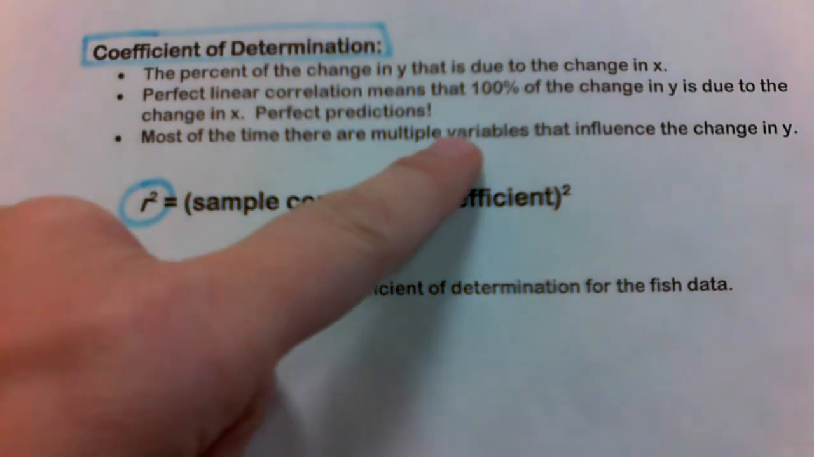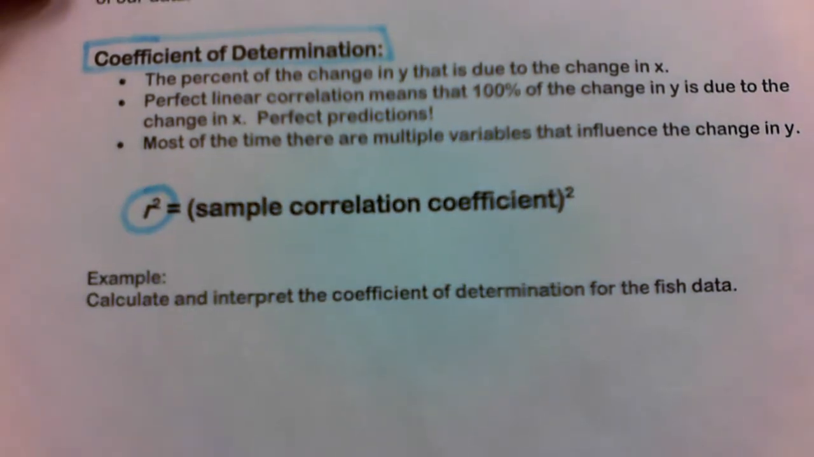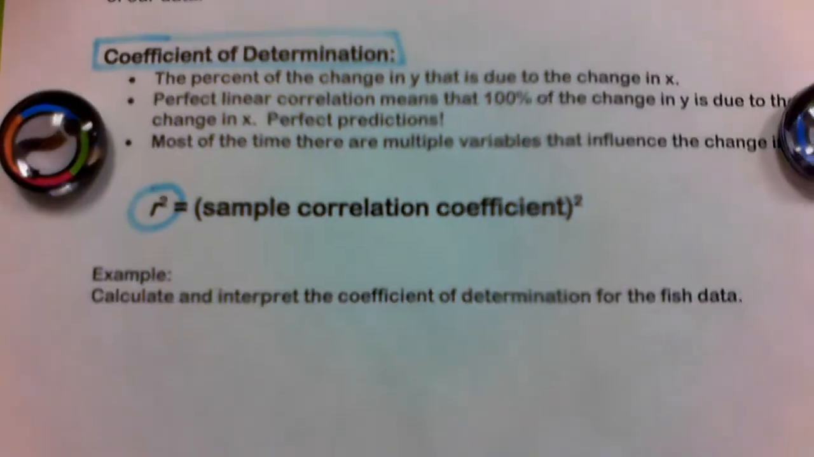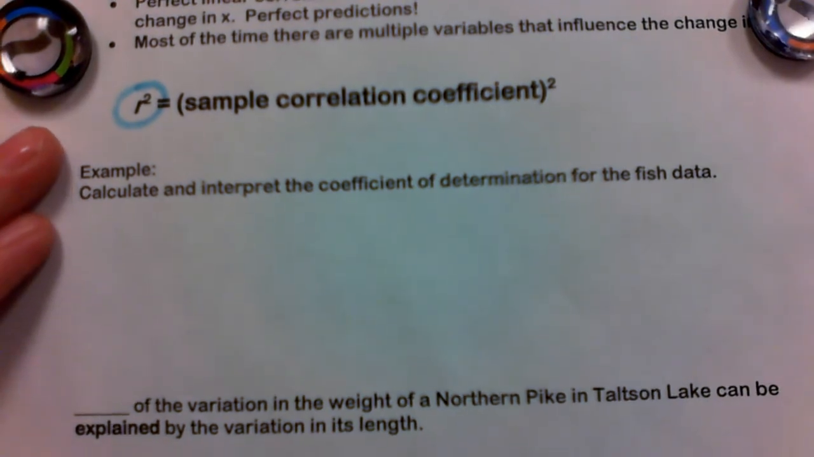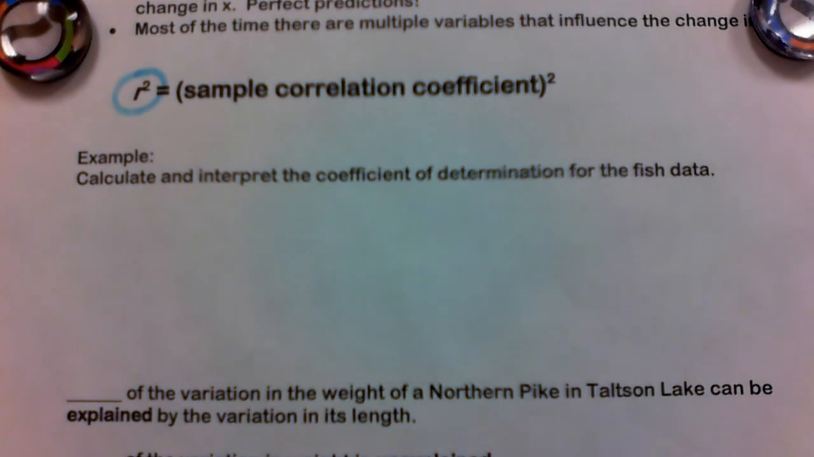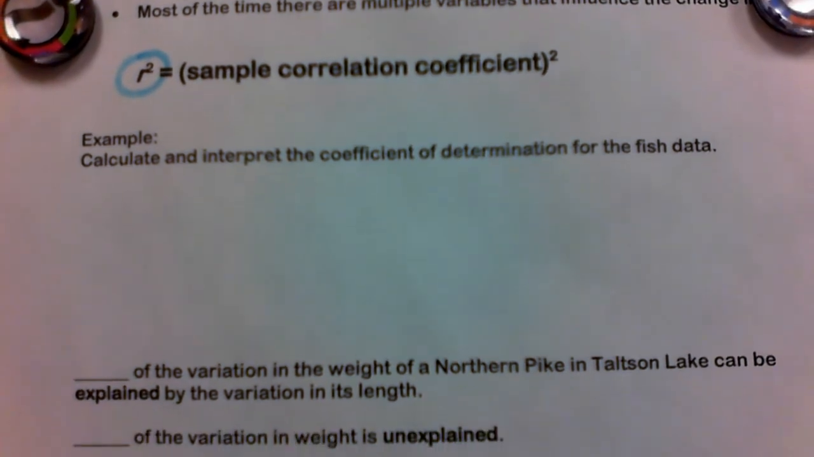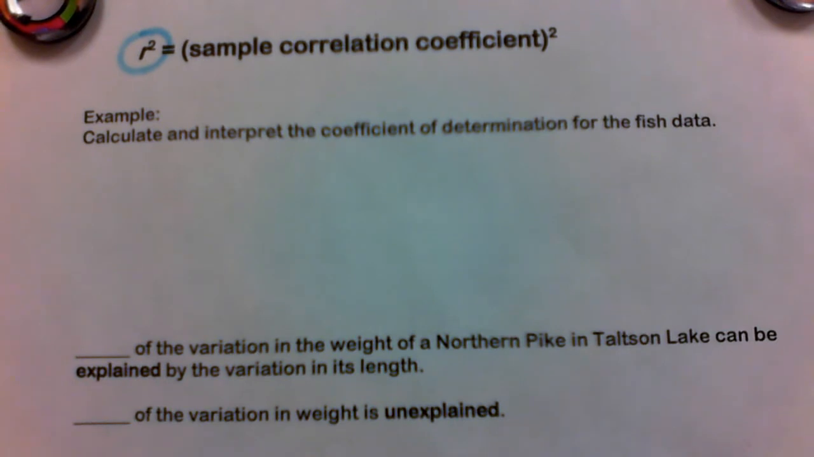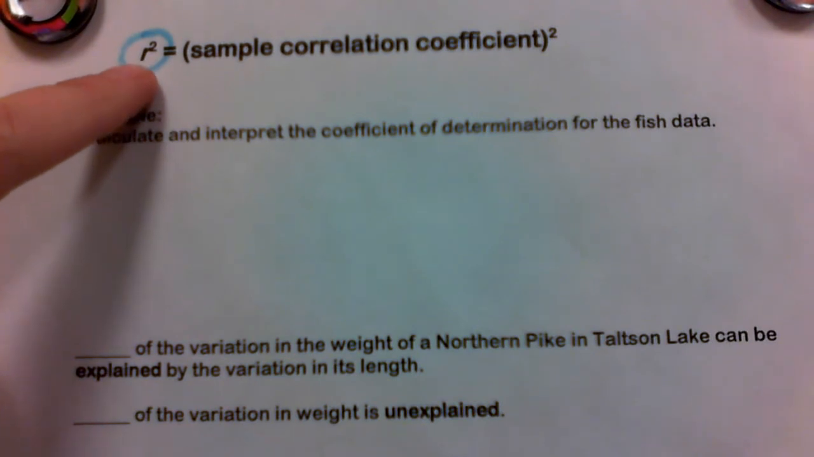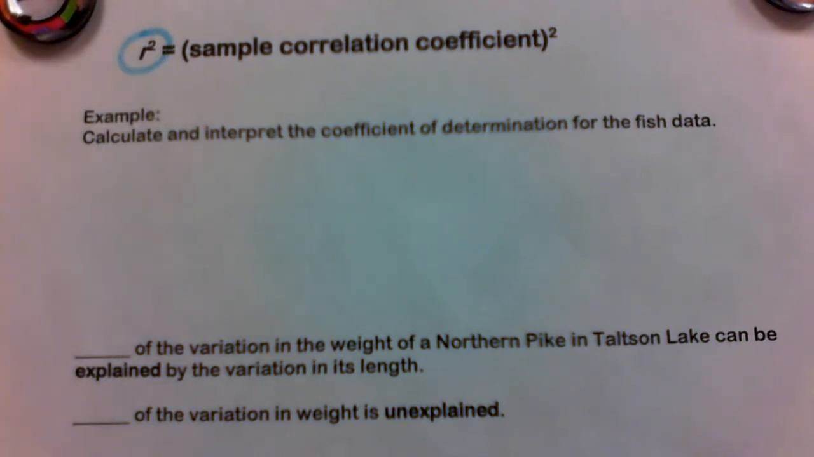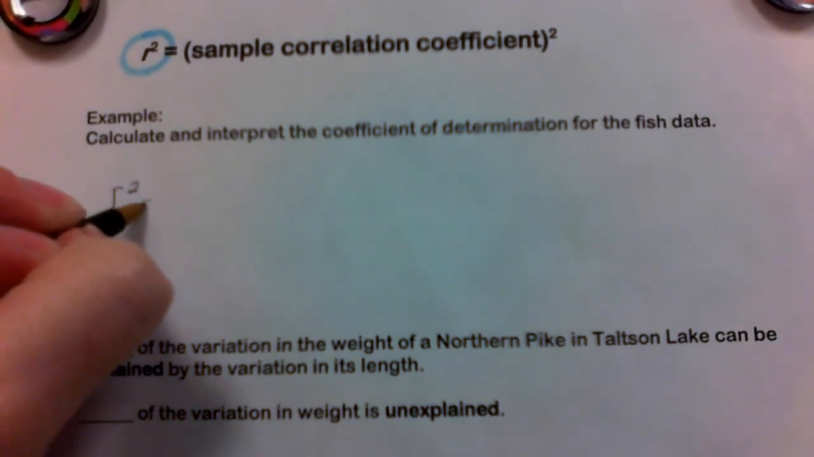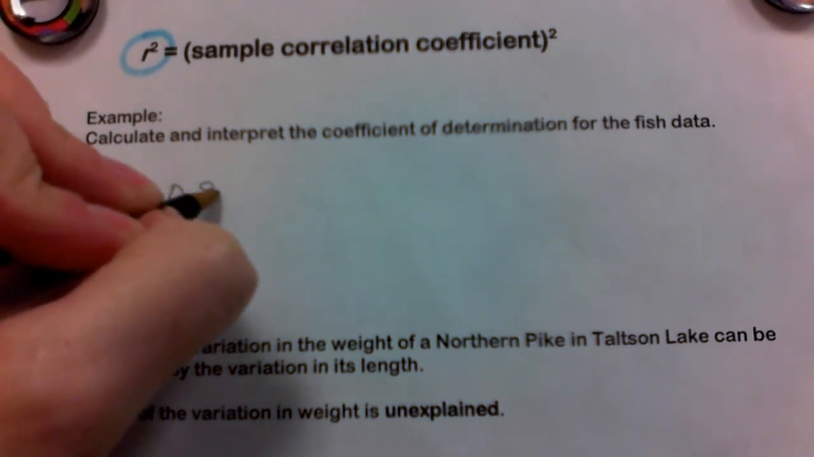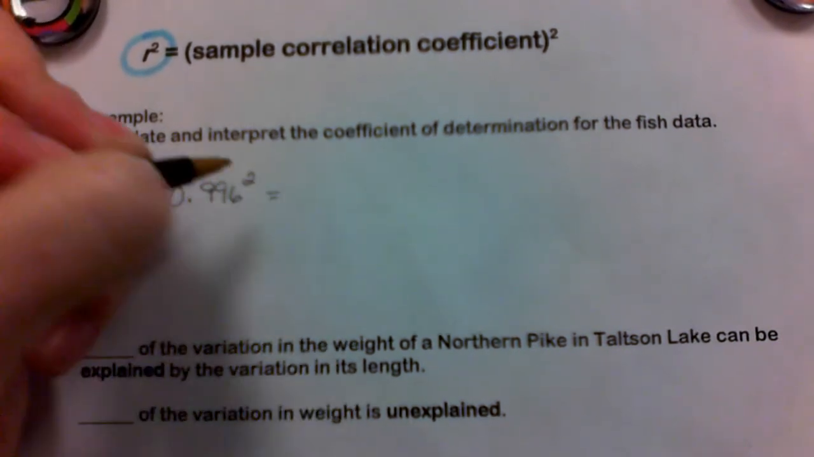But most of the time, there are multiple variables that influence the change in y. So the weight of a fish is affected obviously by how long it is, but it could be affected by the food in what it's swimming. I've had students say it could be affected by whether it's pregnant or not. So there are other factors that would go into play as to why a fish weighs more. Now, how do we calculate that? We've already calculated R, so all I have to do is square that number. So the coefficient of determination is R squared. We calculated R to be 0.996, and I'm going to square that.